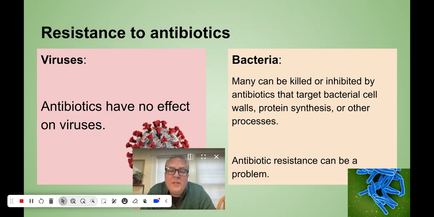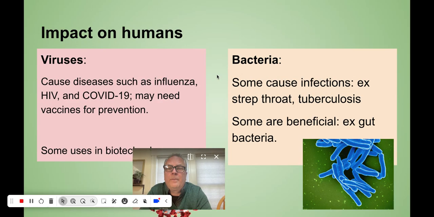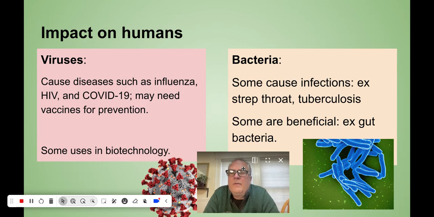Now, antibiotic resistance can be a problem given the high ability of bacteria to reproduce. They can make many copies, and there's a potential for some of those to be resistant to that antibiotic. Okay, so as far as their impact on humans, viruses can cause diseases like influenza, HIV, COVID-19, and some of these can be prevented with vaccinations. And there are some biotechnology uses for viruses as well.